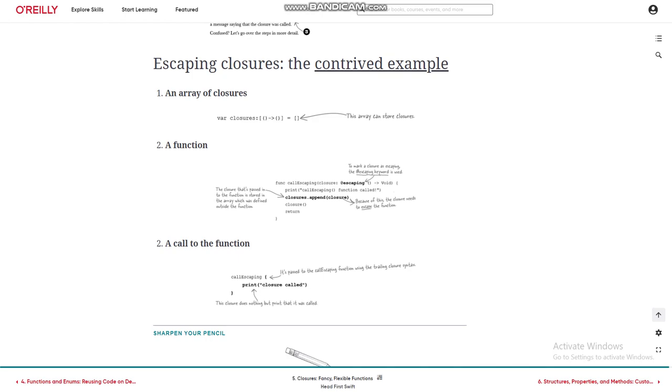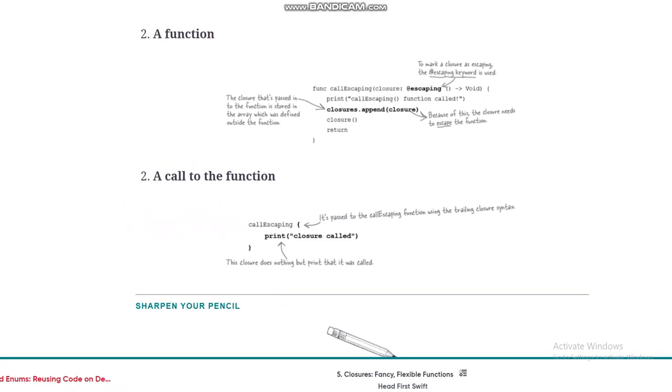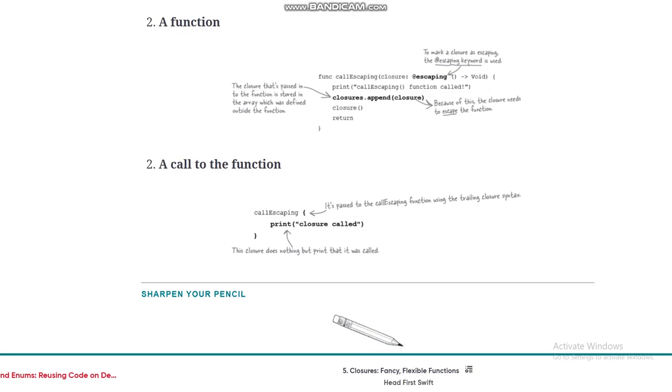So here, as you see, we have an escaping closure. Here we have a function called escaping, and we are going to receive this closure with an empty array. Then we start to append some value into the closure, and it's going to return. And then we print that one. That's escaping.